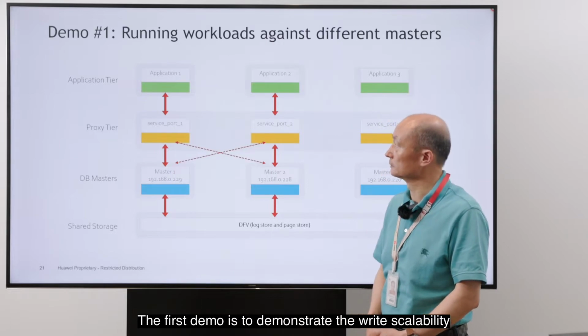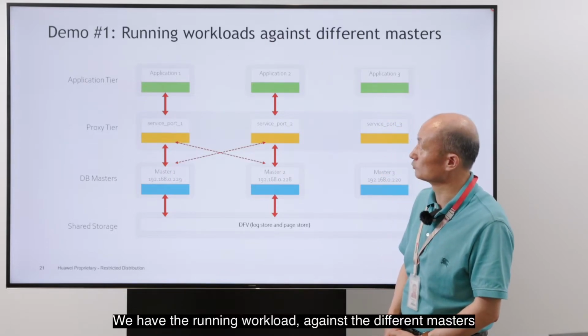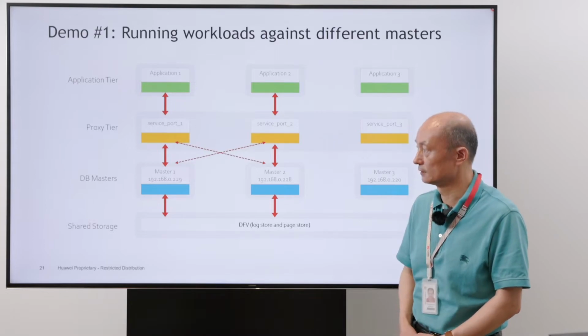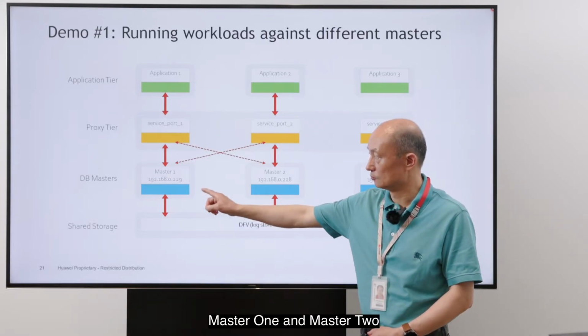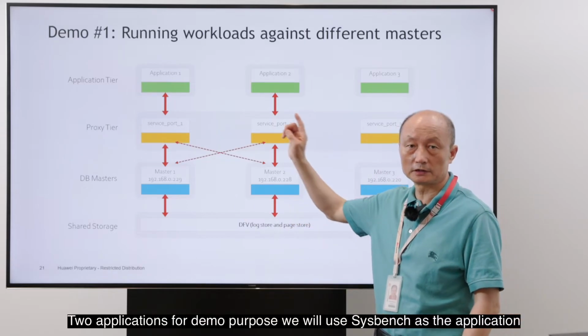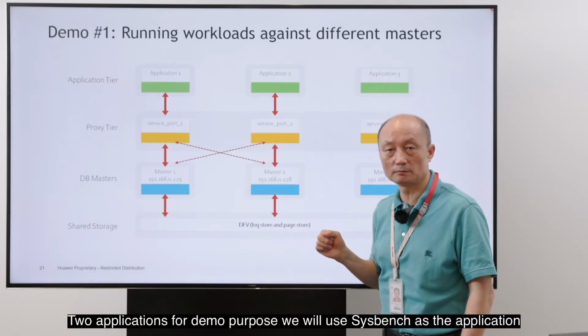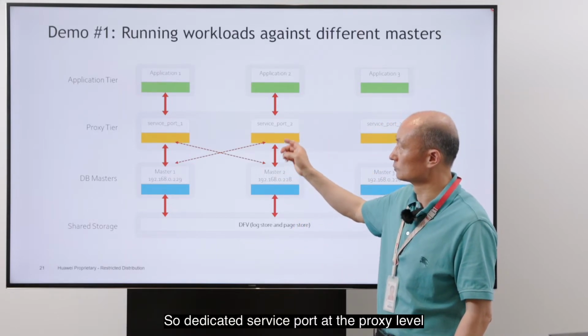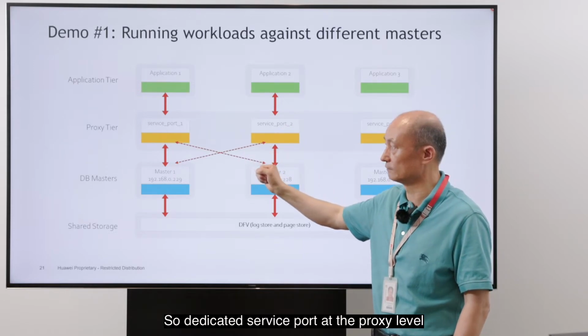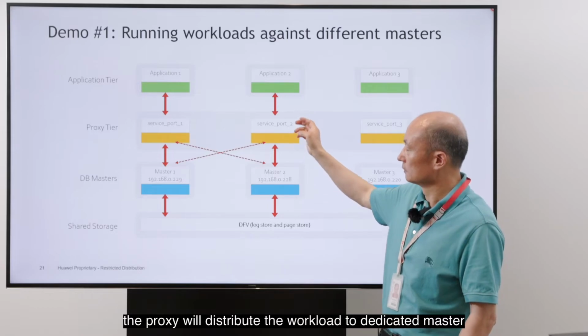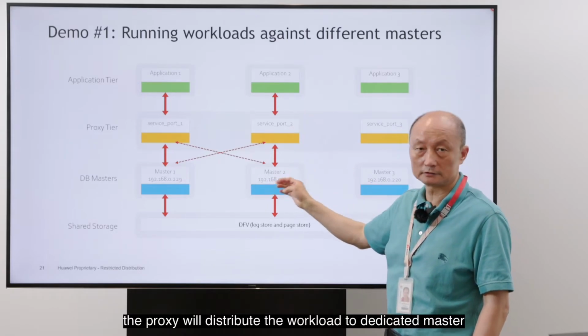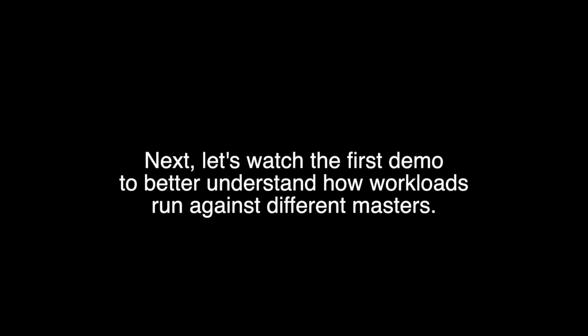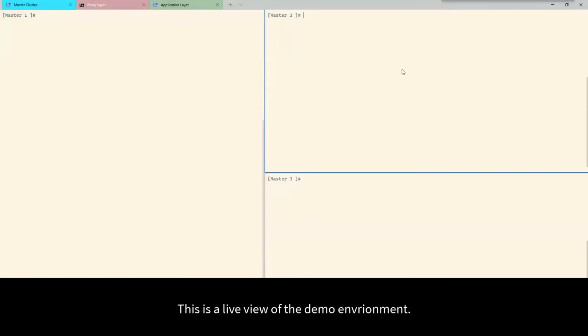Okay, the first demo is to demonstrate the write scalability. We run the workload against the different masters. Here, we have 2 masters, master 1 and master 2, and 2 applications. For demo purposes, we use sysbench as the application. Applications connect to the master through a dedicated service port at the proxy level. The proxy will distribute the workload to the dedicated master. This is a live view of the demo environment that I just described.